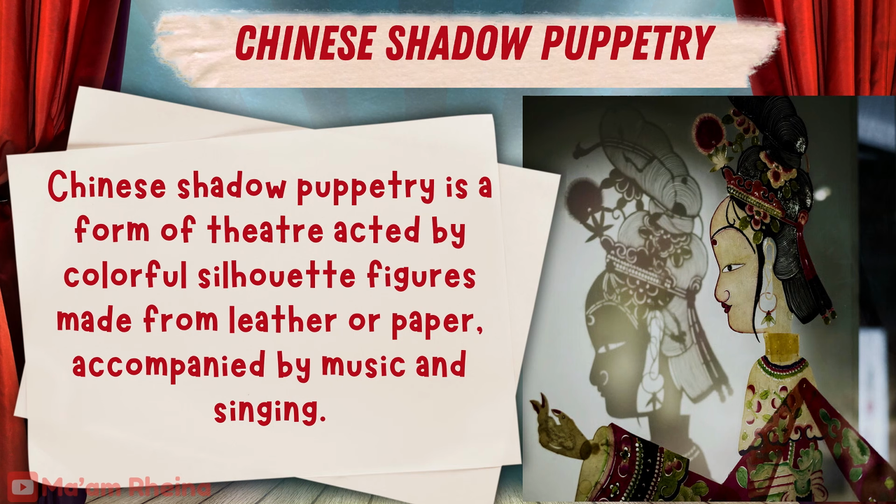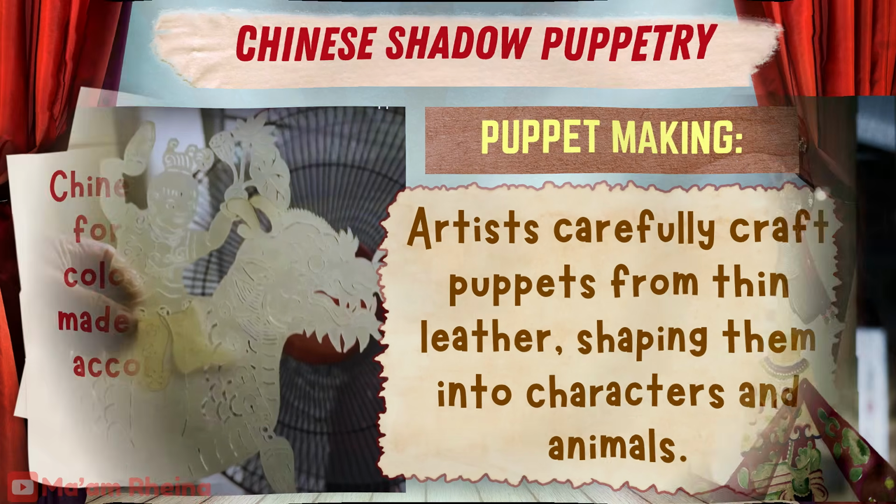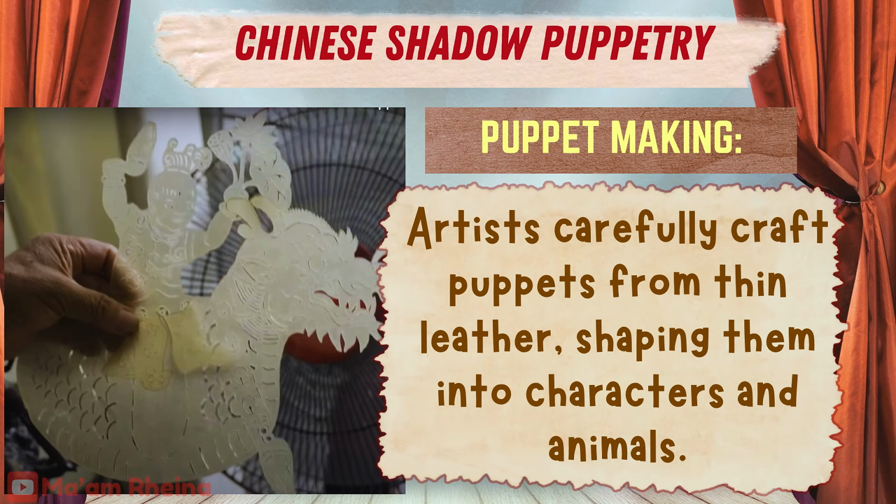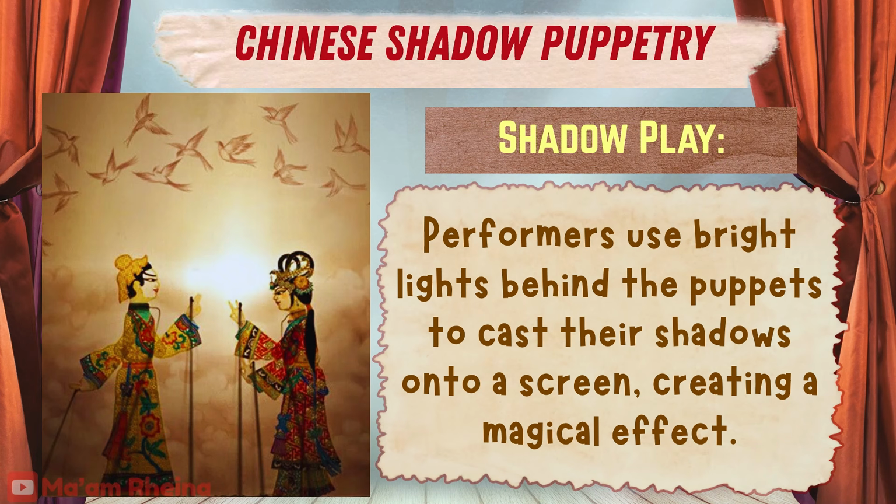Chinese shadow puppetry. Chinese shadow puppetry is like a magical play of light and shadows. Here are its traditional techniques. Puppets are carefully crafted from thin leather and shaped into people or animals. Performers hold the puppets against a bright light to project their shadows on a screen.